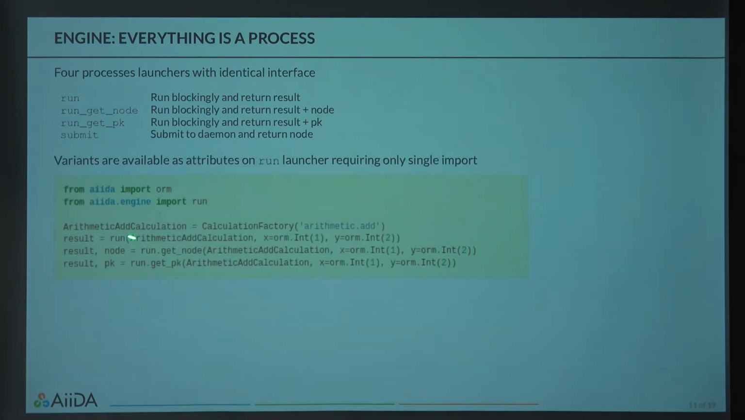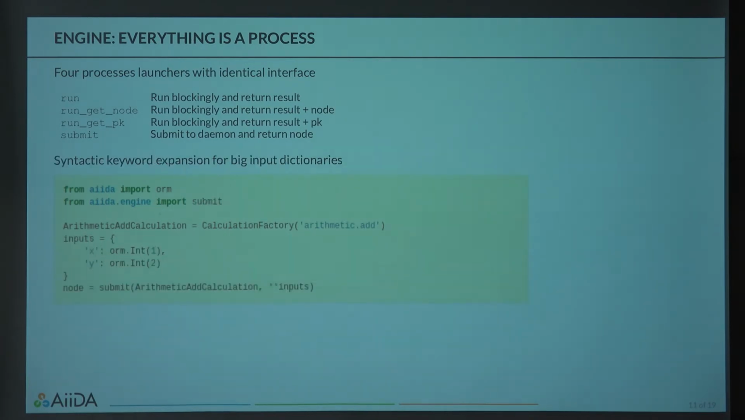As a shortcut, you can only import run, and instead of having run underscore get node, you can also do run get node, run dot get pk. This is just a useful shortcut. It works the same. And then finally, let's imagine you have lots of inputs and you would have an enormous line. You can use Python syntax.